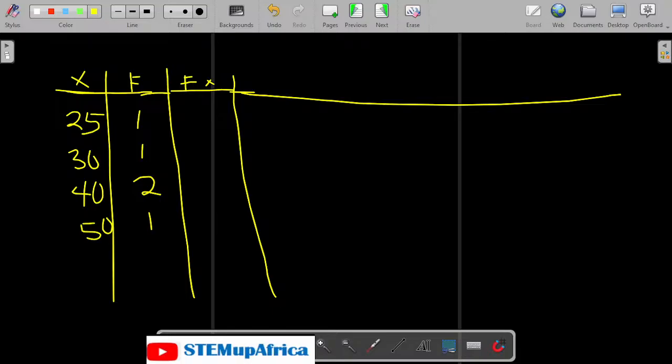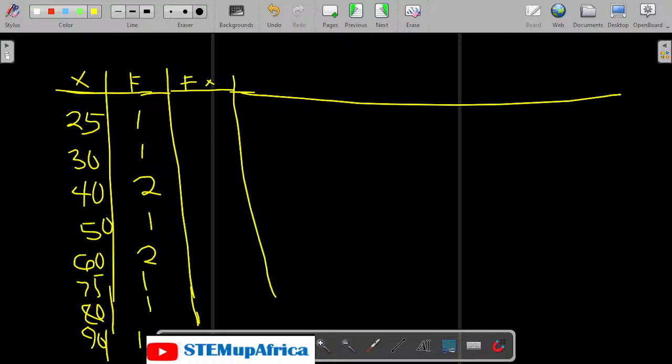After 50, what am I seeing next? 60. How many times does 60 appear? I'm having 1 and 2. After 60, what am I seeing next? It is 75. How many times does 75 appear? Just once. After 75, what am I seeing next? It is 80. How many times does 80 appear? I'm having 1 and 1. And lastly, I'm having 90. How many times does 90 appear? Also 1.